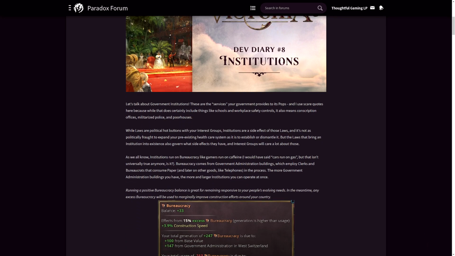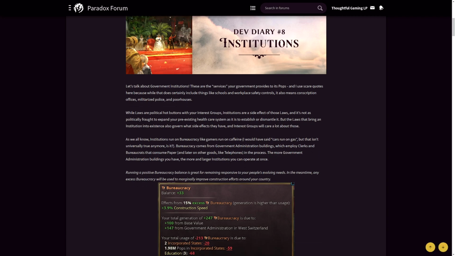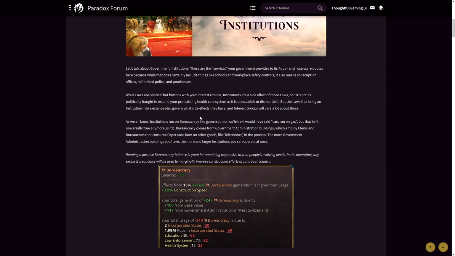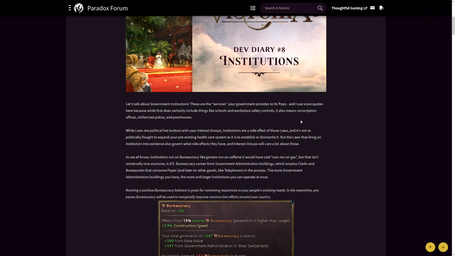What is an institution? For example, a school is an institution, or courts are an institution, things like that. Institutions are a side effect of those laws. It's not as politically fraught to expand your pre-existing healthcare system as it is to establish or dismantle it. The laws that bring an institution into existence also govern what side effects they have, and interest groups will care a lot about those. So institutions is the applying of laws.